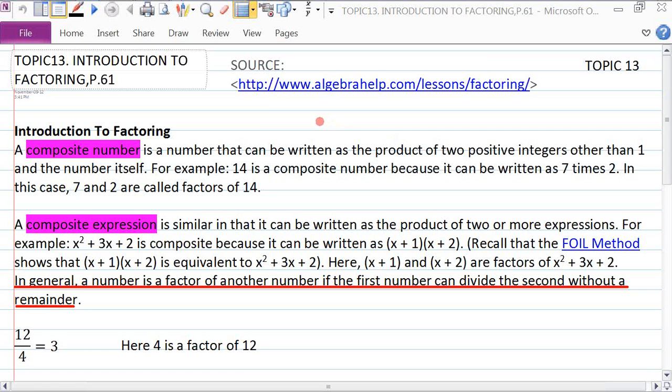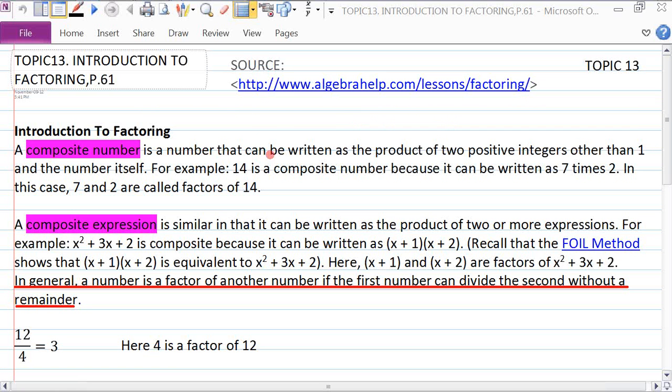We're on topic 13, but before we go to page 61, which is the page where topic 13 starts, I'm going to give a little introduction to factoring. And first of all, we're going to define a composite number.